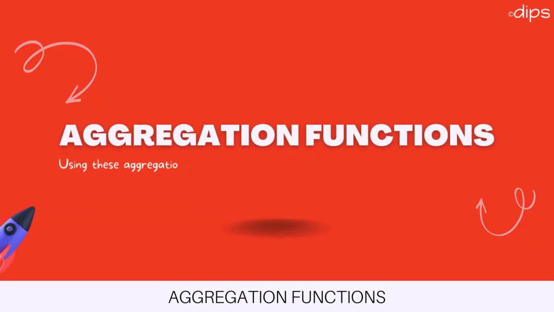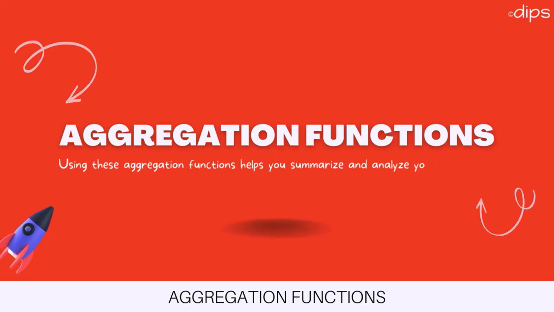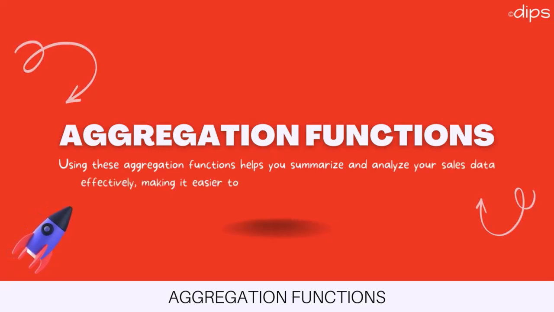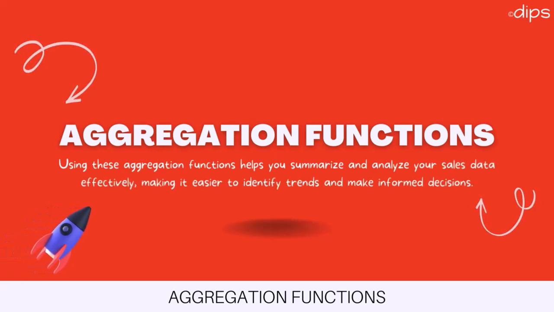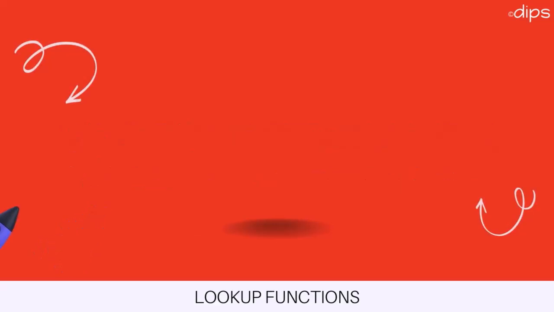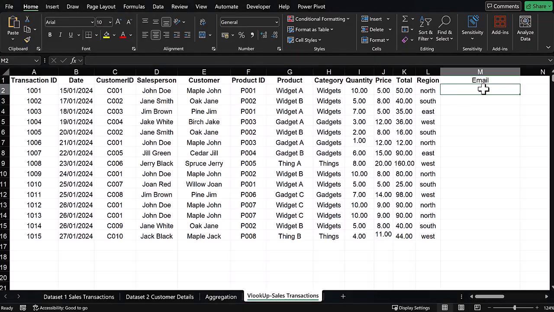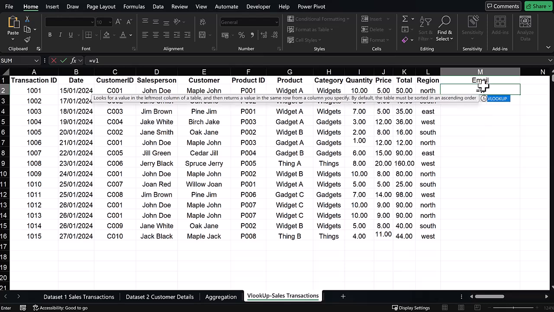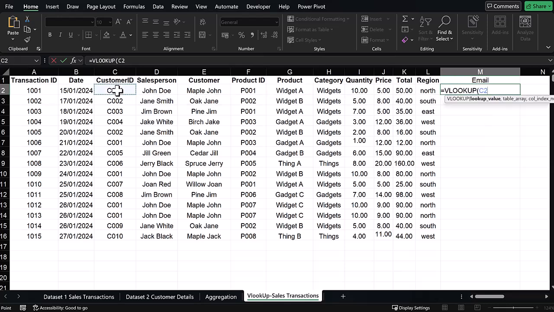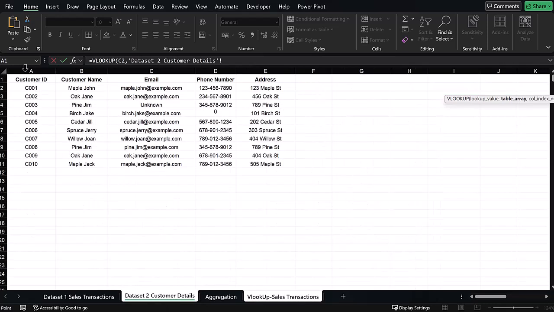Using these aggregation functions helps you summarize and analyze your sales data effectively, making it easier to identify trends and make informed decisions. Let's use the VLOOKUP function to merge data from the Customer Details sheet into the Sales Transactions sheet. This function helps us integrate additional information about customers into our sales records.